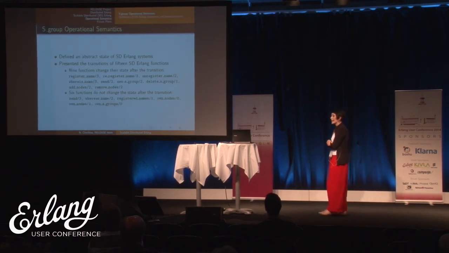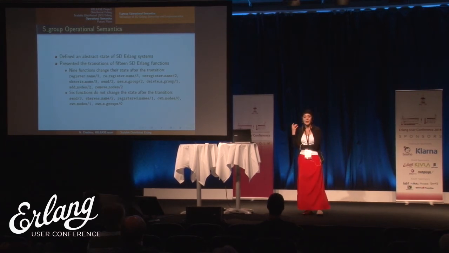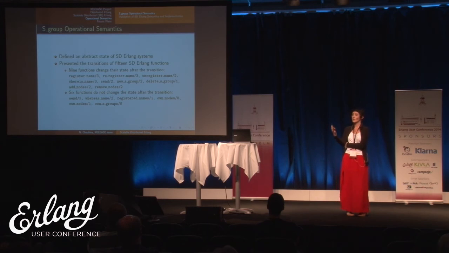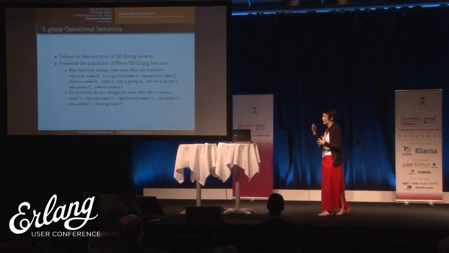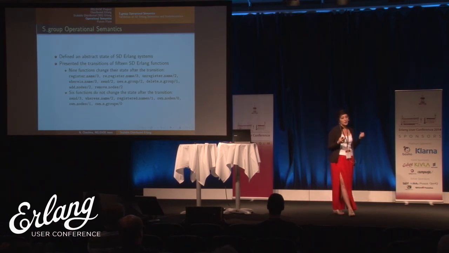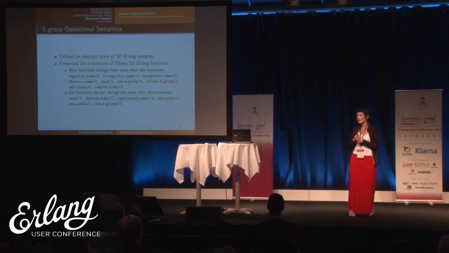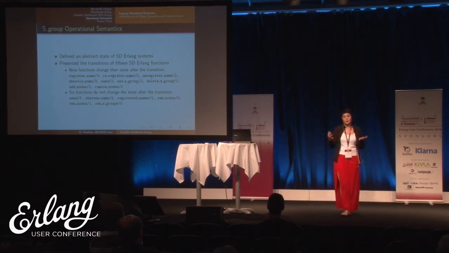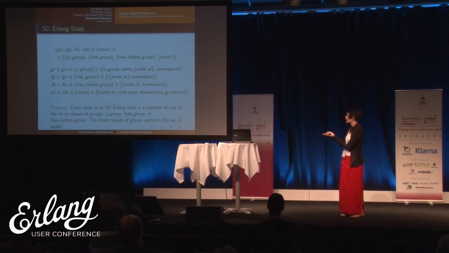Another thing that we did was defining S-group operational semantics. Why do we need that? Well, because we want to reason about our groups. We want to see the properties. We want to see what's happening there. And for that, we need a semantics. We introduced semantics for 16 functions. 9 of those functions change state, and 6 of the functions just return a value but don't change any state. And this is our semantics.